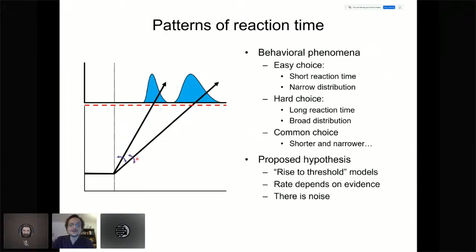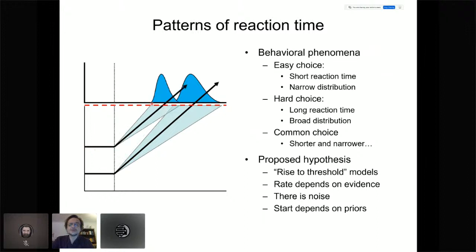And because there's noise, essentially variability in the rate of rising, you get a broad distribution. Even though the noise is the same, the distribution gets broader because there's more time for the noise to broaden it over time. And then the idea for decisions that are made more commonly is that the starting point at which you start your accumulation is higher. So now, even though you're rising at the same rate, you hit the threshold earlier.